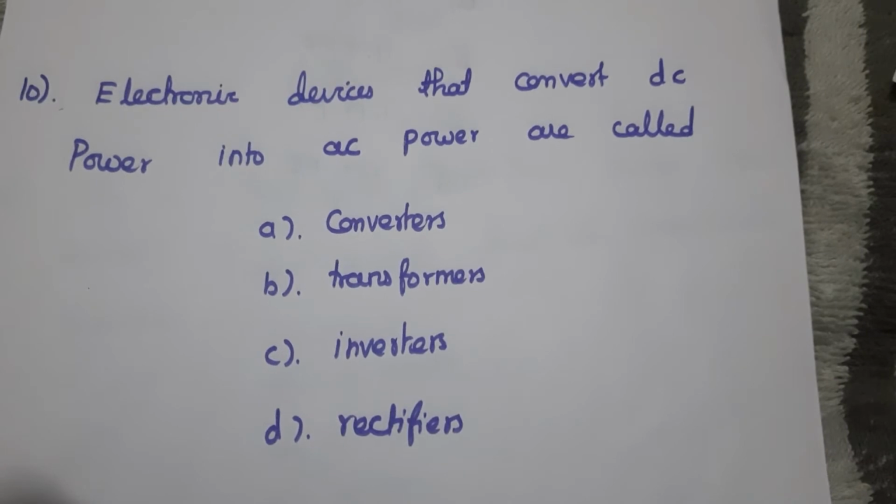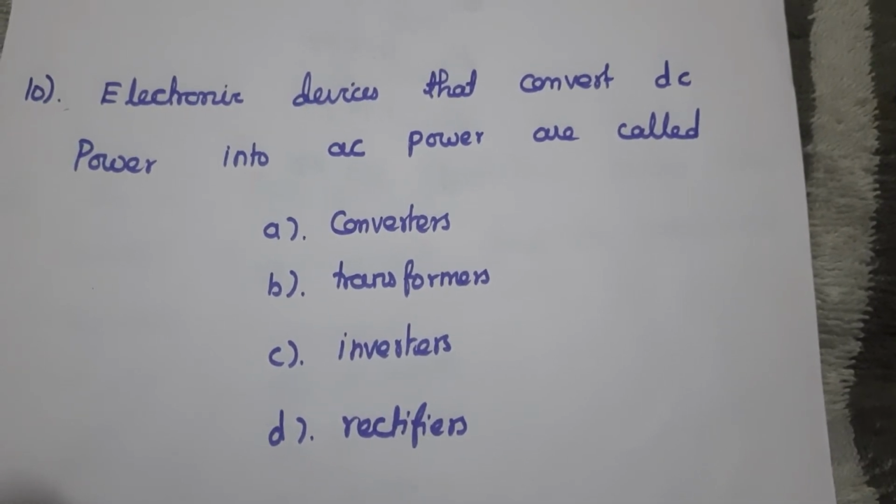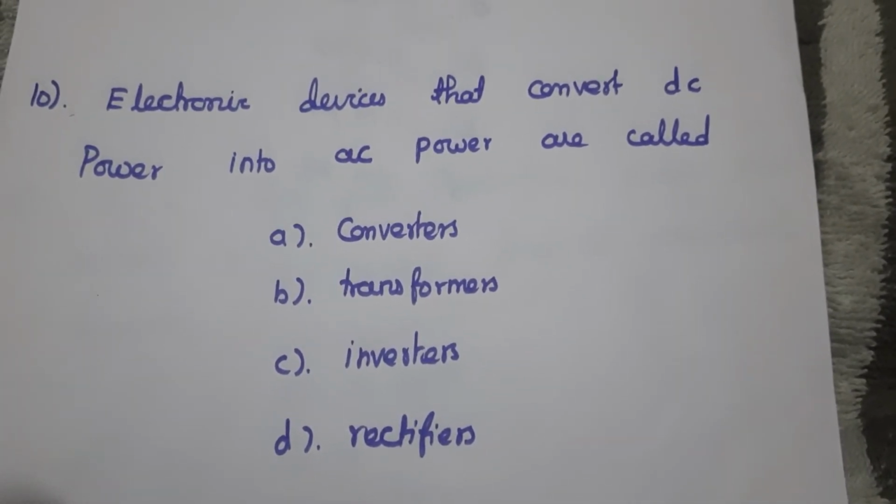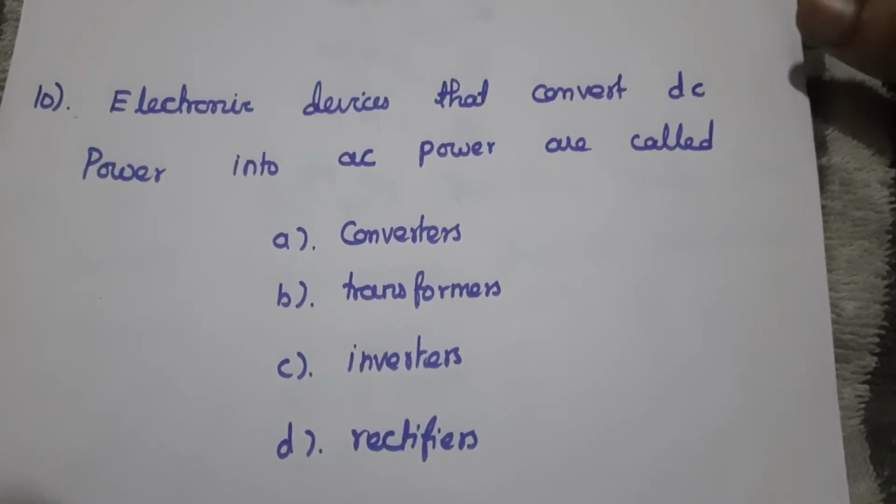And 10th question: electronic devices that convert DC power into AC power are called? Find the correct answer.